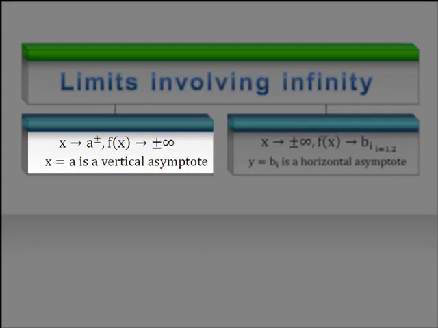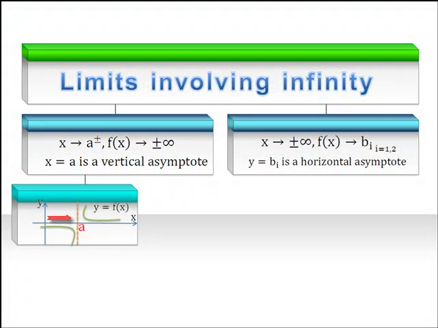Now, we have many scenarios that we could work with for this one, like the given graph. When you are approaching a from the left, you will notice that the curve of your function is going to decrease without any bound. And when we are approaching a from the right, the curve of your function is going to increase without any bound. In this case, we could say that the limit when x approaches a from the left for f of x approaches minus infinity, and the limit when x approaches a from the right for f of x will approach infinity. In both cases, we say that the limit when x approaches a for f of x does not exist.